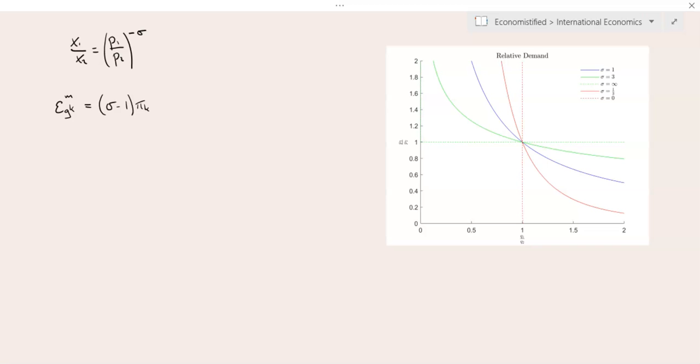Conversely, when sigma is greater than 1, when the two goods are substitutes, we get what perhaps you might expect. If the price of good K increases, the demand for good G increases.